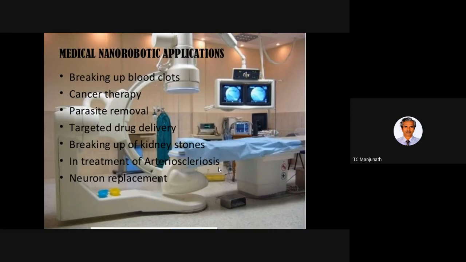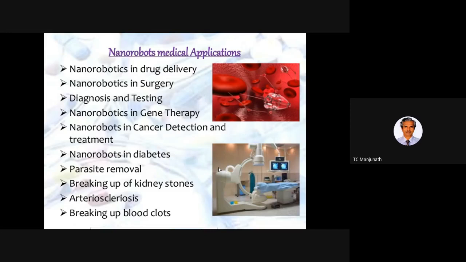So: drug delivery, surgery, diagnosis and testing, gene therapy, cancer detection, diabetes, parasite removal, breaking kidney stones, breaking up blood clots, and identifying cancerous cells. There are techniques for identifying a bad cell by a nanobot. It targets only that one. We are not targeting the healthy cells, which happens in chemotherapy. And in chemotherapy, what happens? There is hair loss, vomiting, nausea, tiredness. After some time, you can see the hair on the head will not be there. That can be avoided by this new type of therapy called nanotechnology.